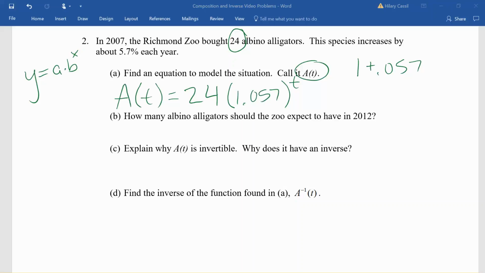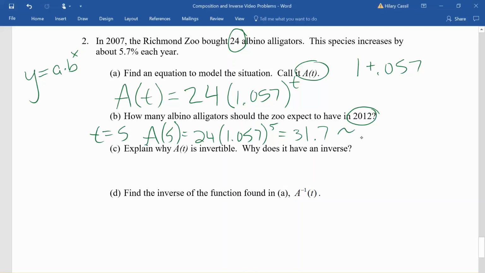Since our initial value of 24 was from the year 2007, if we want to figure out how many albino alligators we should have in 2012, we're going to let t be equal to 5. This is 5 years from what we called our starting point. We get an answer of about 31.7, but 0.7 of an alligator is a little gross, so we'll call that about 32 albino alligators.